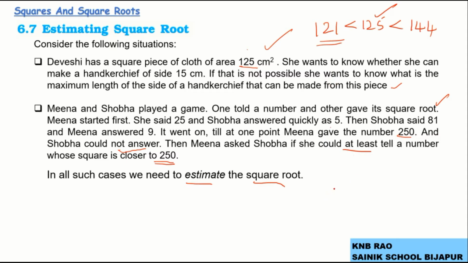Similarly, 250 again lies between two perfect squares. Which are the two perfect squares? 225, which is the square of 15, and 256, which is the square of 16. Since 250 is very close to 256, we say the square root of 250 is approximately 16. That's how we can estimate the square root of non-perfect squares.